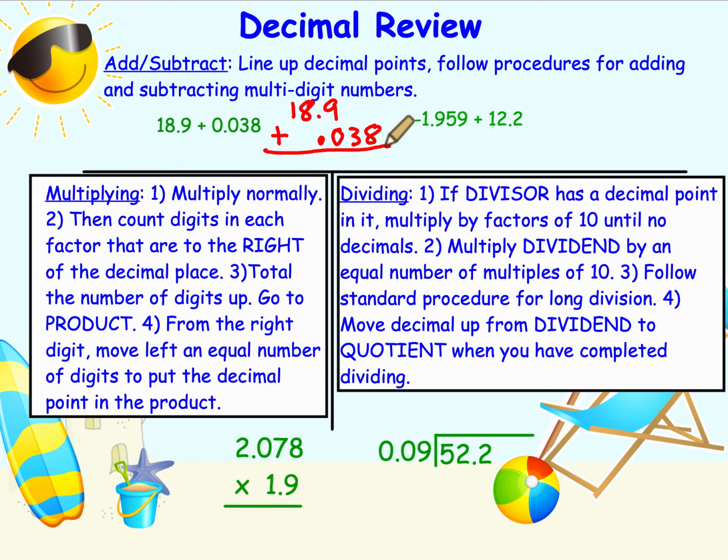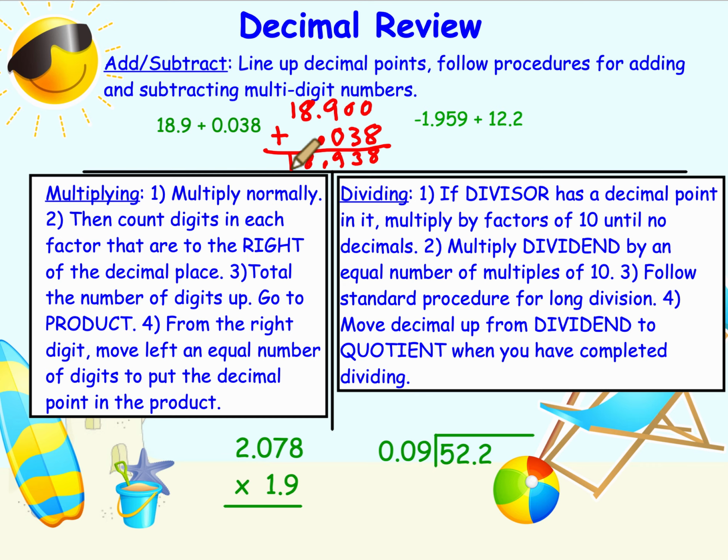For adding, you don't need to fill in all the zeros because we assume that there's 0, 0, but if you like them, you can put them. Then we just add as normal: 8, 3, 9. You bring down your decimal point, 18. And so our sum would be 18 and 938 thousandths.